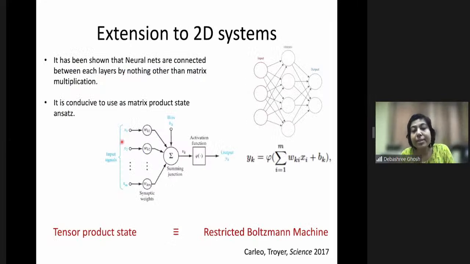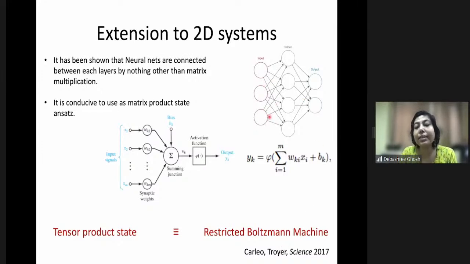The alternative at that point, we came across this paper by Carleo and Troyer in 2017 Science, where they showed that a tensor product state is actually well represented by a restricted Boltzmann machine. A restricted Boltzmann machine is nothing but a very special kind of neural network. So we didn't know restricted Boltzmann machines all that well. So what we thought is, okay, we understand what a neural network is.